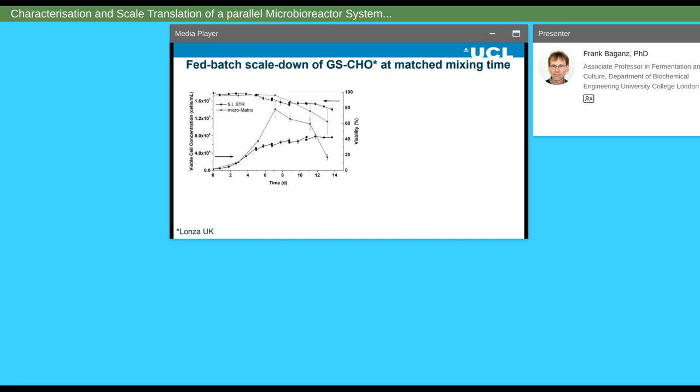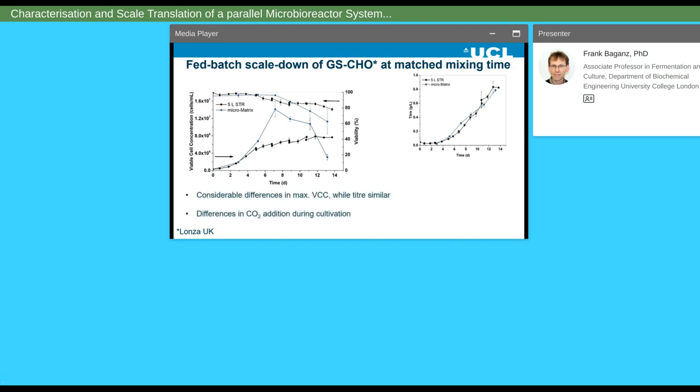This figure shows the viable cell concentration and viability of a GSCHO cell grown in the 5-liter stir tank reactor and the micromatrix system. Also, the viability is very similar. The maximum viable cell concentration is more than double in the micromatrix compared to the 5-liter reactor. In contrast, the IgG4 antibody titer is almost identical. The results suggest that similar mixing conditions alone do not promote similar cell growth.